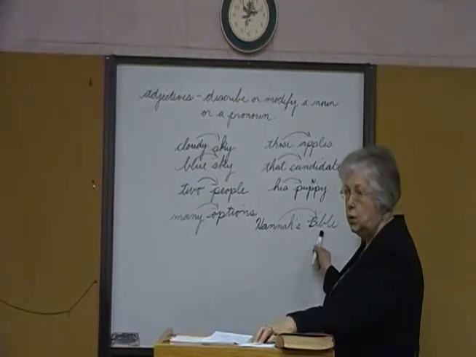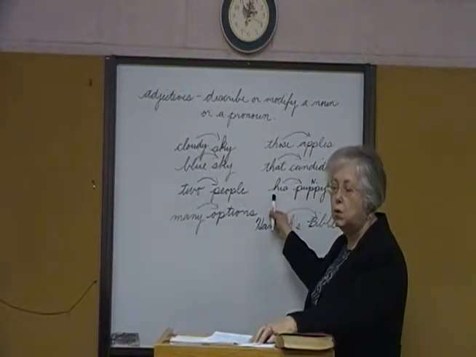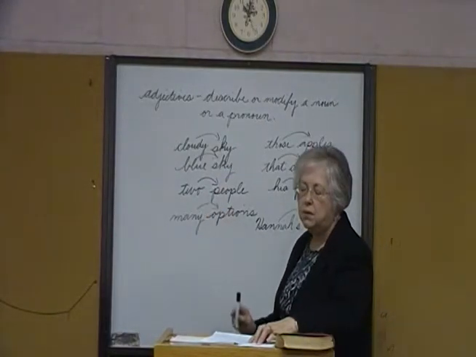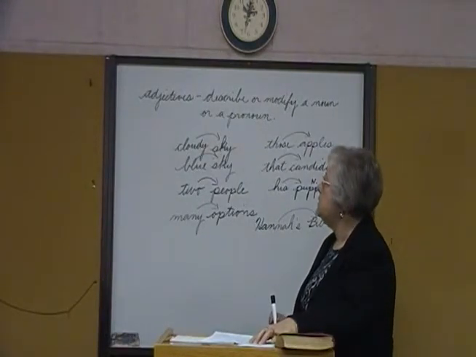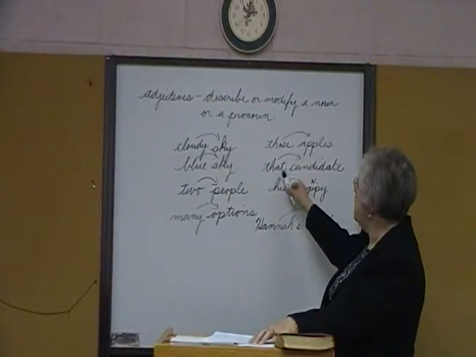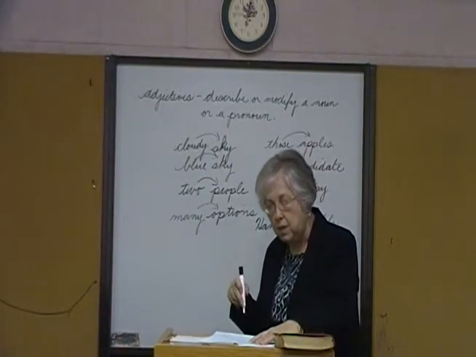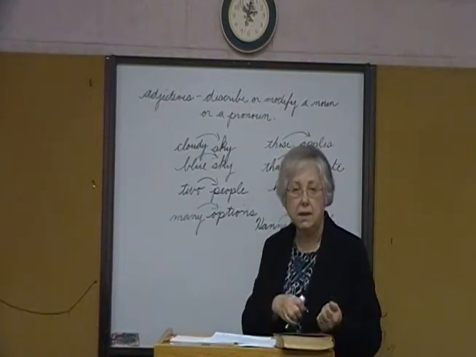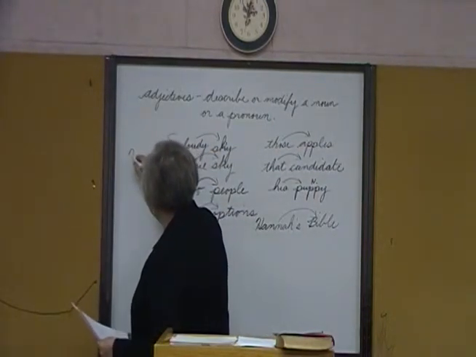Now, this one answers whose about the noun it describes. His puppy. This one answers whose about the noun it describes. Many options, 2 people, they are answering the question with how many. And then we have what kind. Cloudy sky, blue sky. And then which one, those apples, that candidate. So adjectives can answer questions about the nouns they modify, and if you keep in mind those questions, that will help you in the future identify whether a word is acting as an adjective or another part of speech. So these answer the questions, what kind?